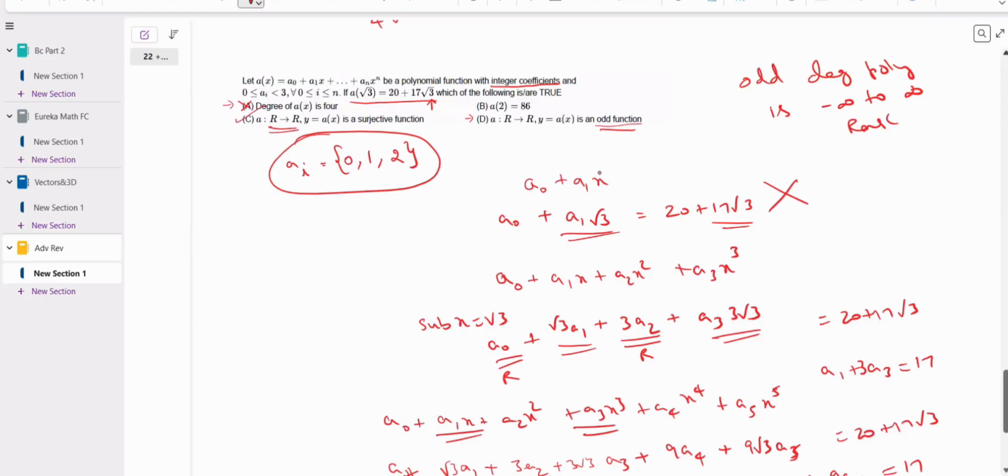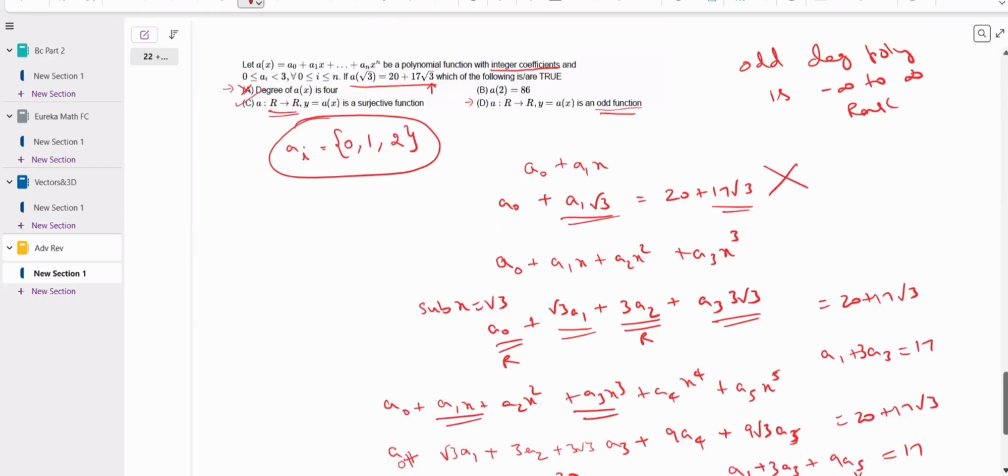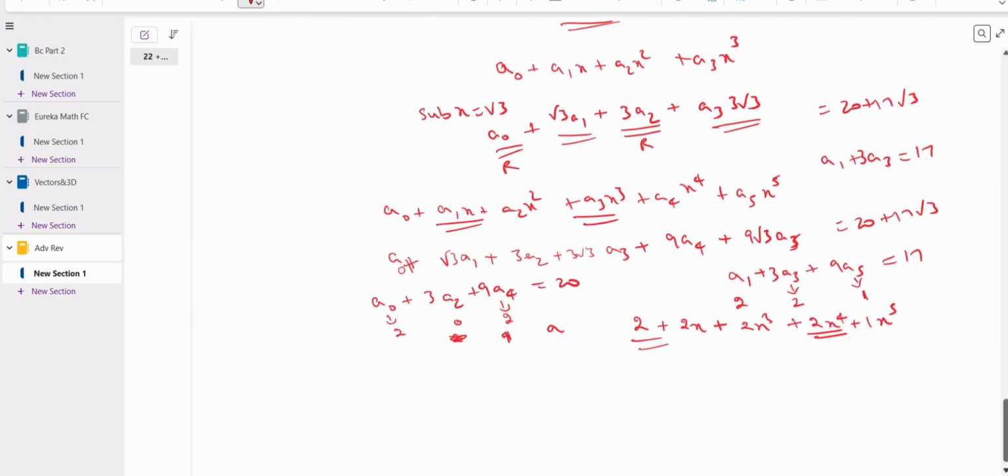So C is right. Then finally check whether A2 is 86 or not. That's all. Correct, sir. Yes, sir, it is 86. If this is your A of X, A2 is coming 86. So then B is also right.